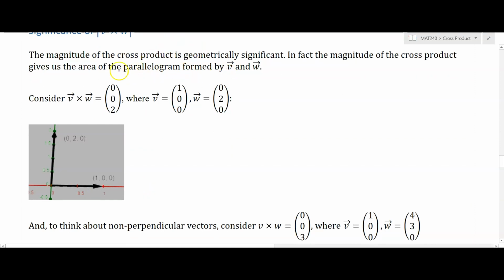This property, that the magnitude of the cross product gives us the area of the parallelogram formed by v and w, is really just a result of the mathematics that takes place. So when we set up the system of equations to find the components of this cross product, we unintentionally also happen to find a vector that's perpendicular to both, but also has the property that its magnitude is the area of the underlying parallelogram.